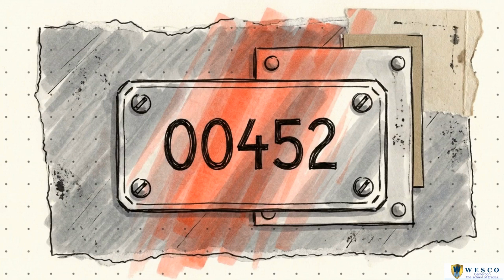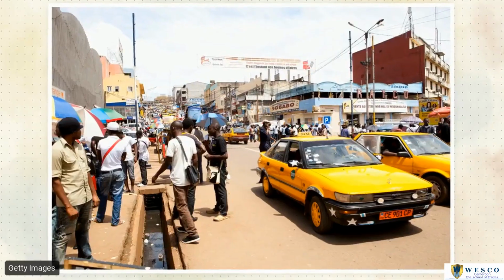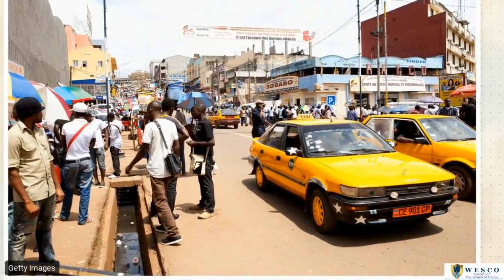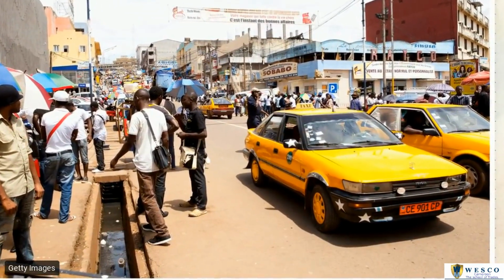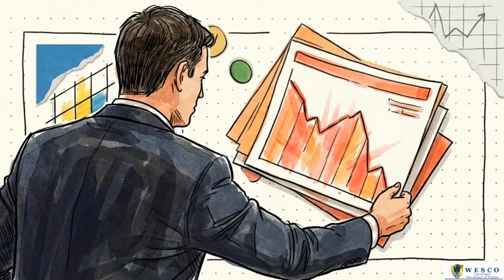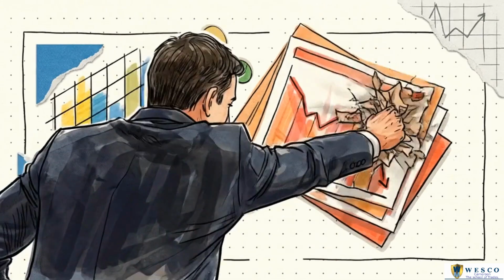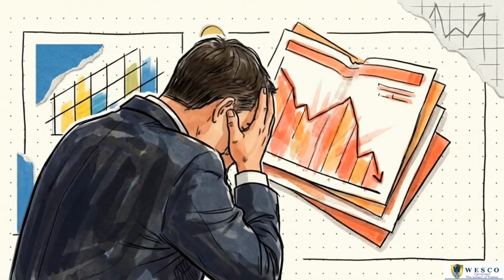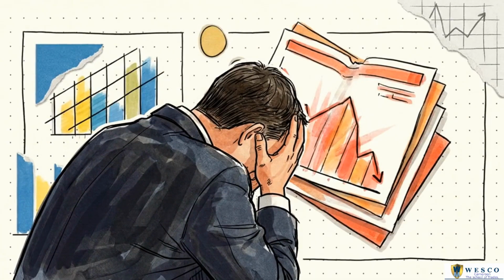This brings us to a major vulnerability. Some qualitative variables disguise themselves as quantitative numbers. Take a look at this Douala taxi. The license plate CE901CP contains numbers, but it measures absolutely nothing. It functions exactly like a name. The same is true for an MTN phone number or a zip code. Blindly trusting digits without verifying their underlying category is a massive trap. Applying arithmetic to labels leads directly to false conclusions and bad business decisions.